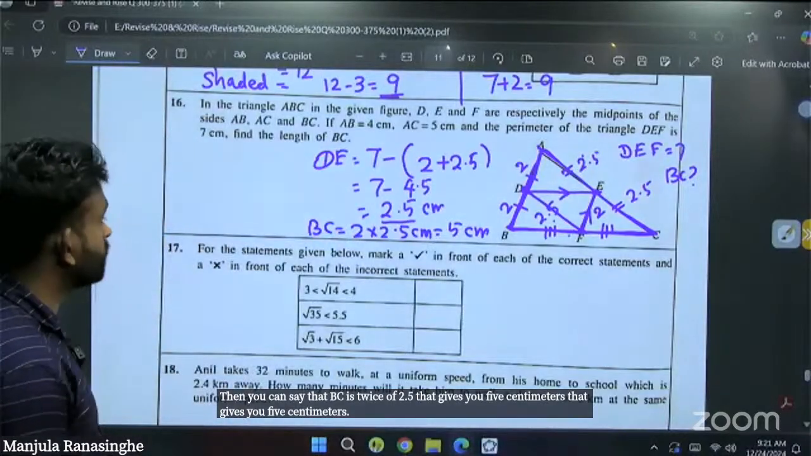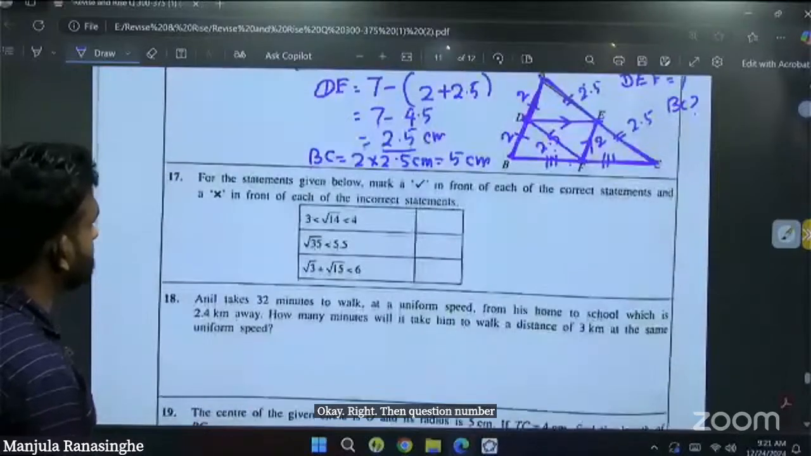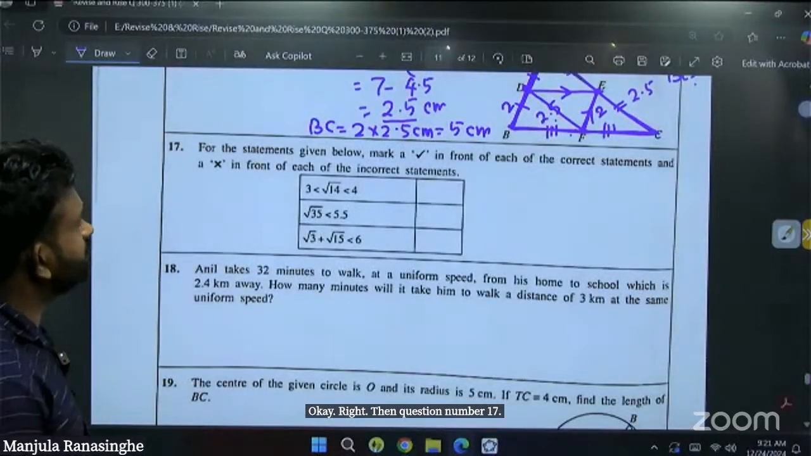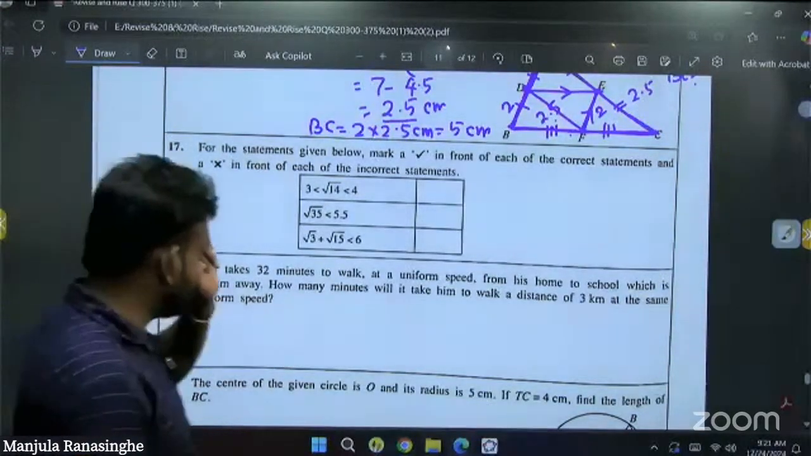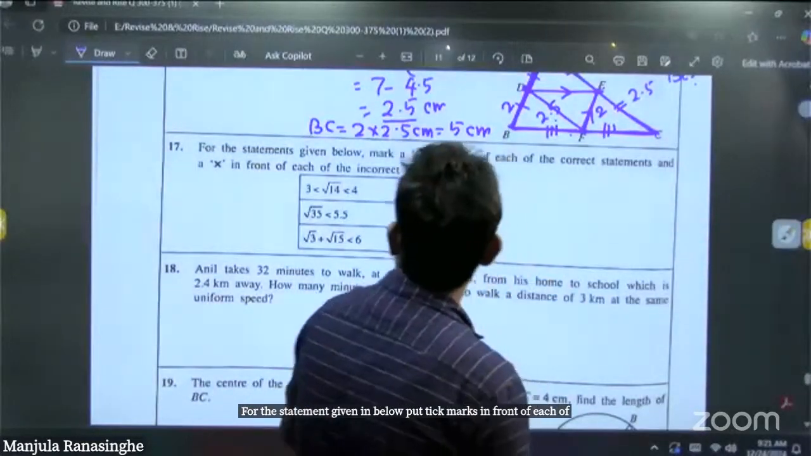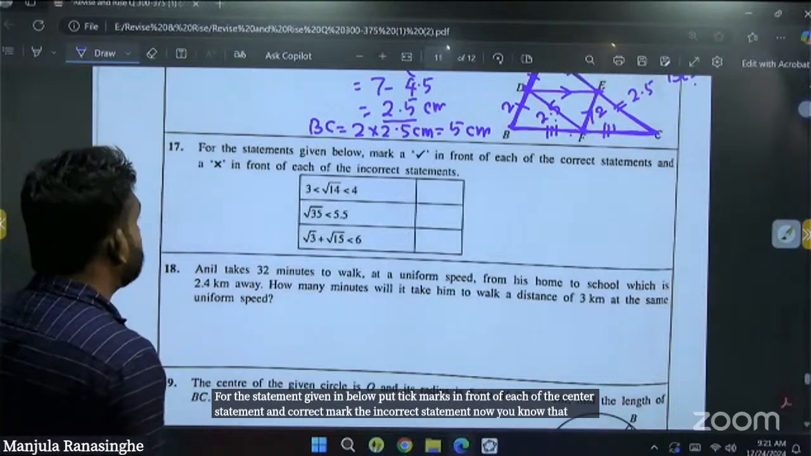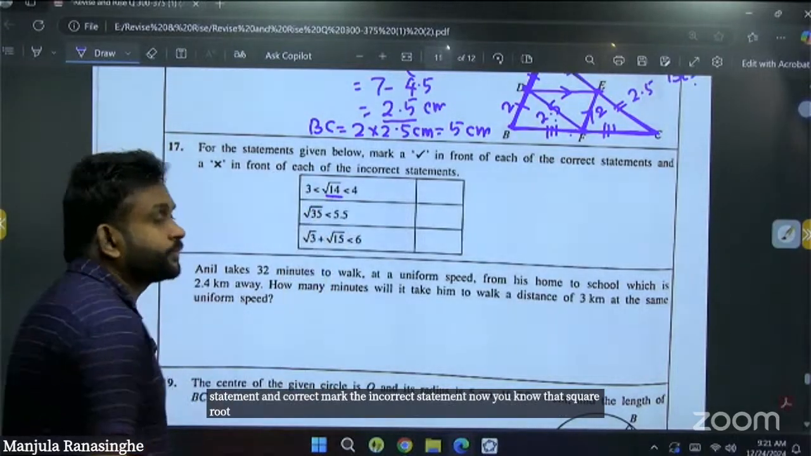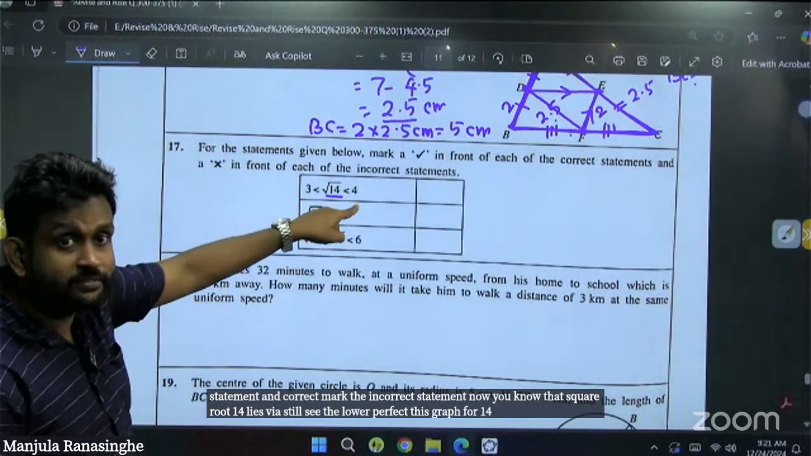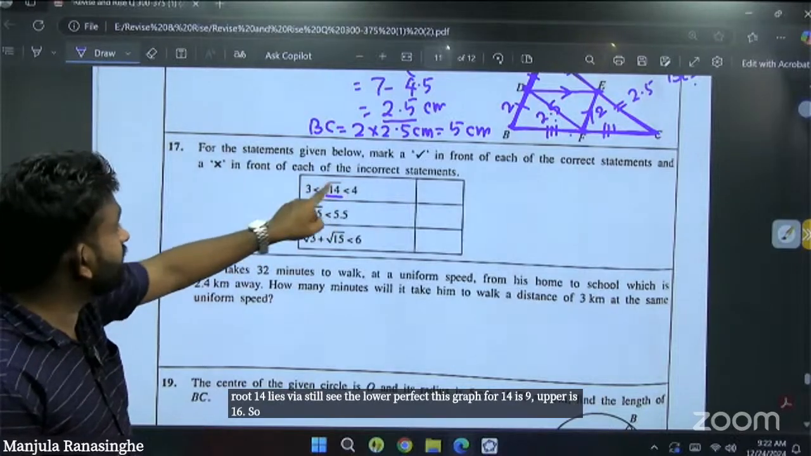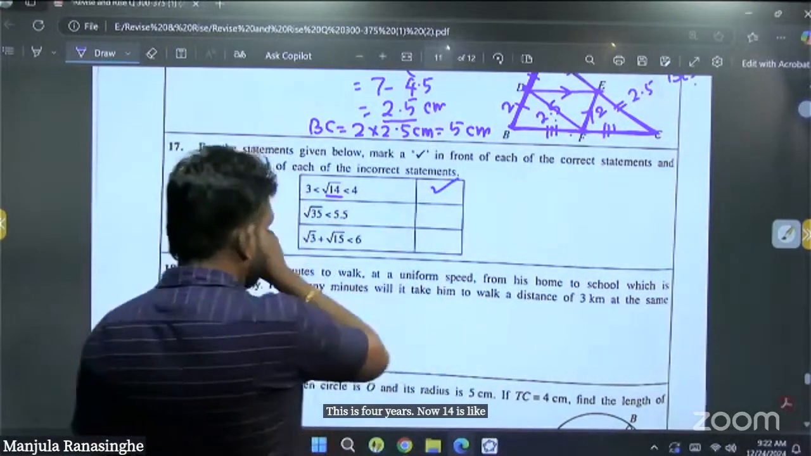Okay. Then question number 17. For the statements given below, put tick marks in front of each correct statement and cross mark the incorrect statement. Now you know that square root 14 lies where? See, the lower perfect square for 14 is 9, upper is 16. So square root of 9 is 3, square root of 16 is 4. Now 14 is between 3 and 4.